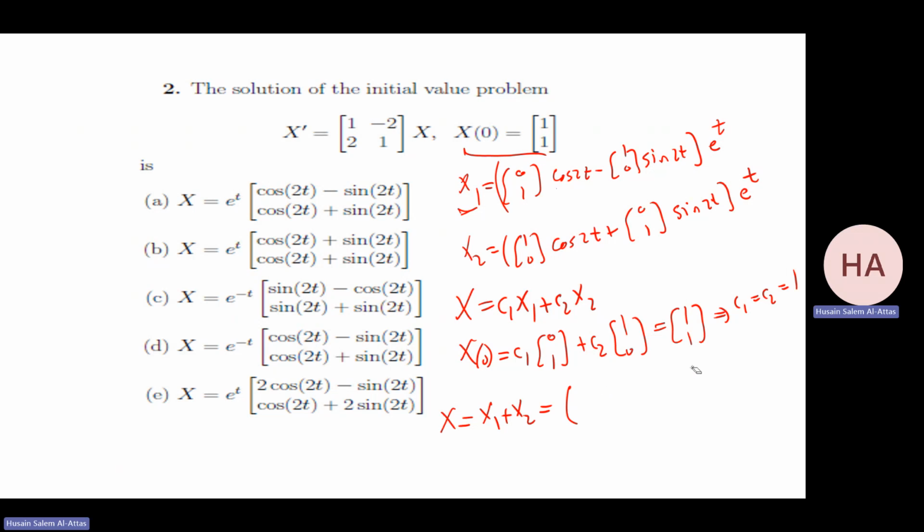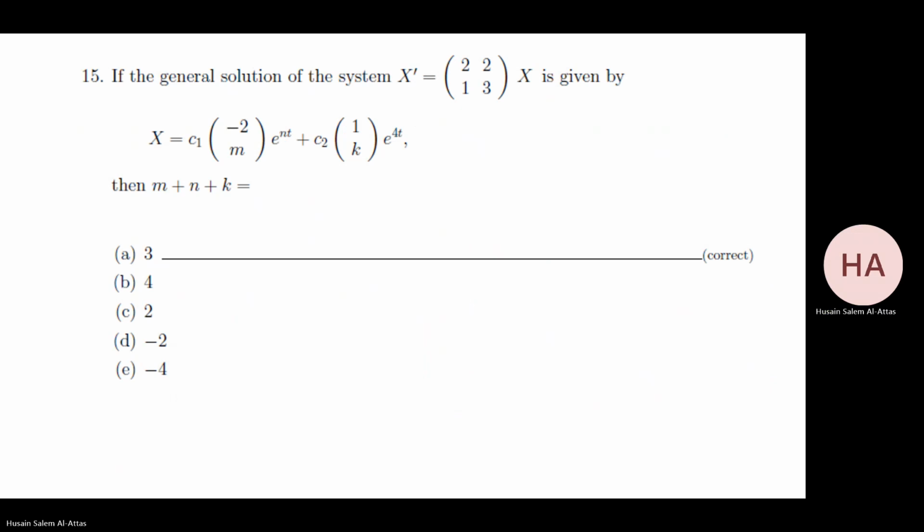If you want, I can do it in detail. That's the first row, minus sine 2t. That will be cosine 2t. Yeah, everything times e to the power t. Plus, now this one is cosine 2t, and this is sine 2t, all times e to the power t. So it will be cosine minus sine and sine plus cosine, which is this one.